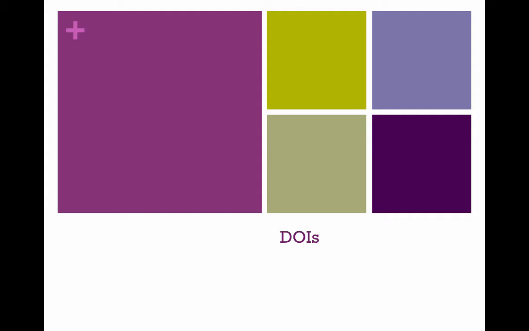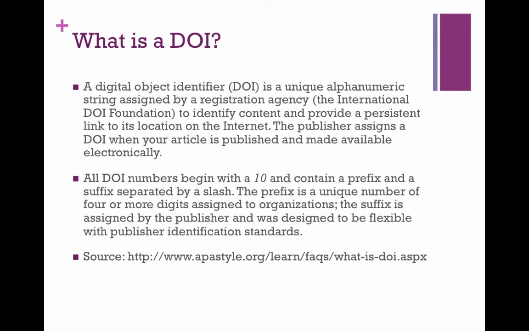Everyone, today I'm going to teach you some basics of DOIs and show you how to use them in your reference section. The first thing is a DOI is a digital object identifier, and it's a unique series of numbers and letters that's used to identify the specific article and link it to its location on the internet. It's assigned by a publisher when the article is published and made available through databases or electronically.